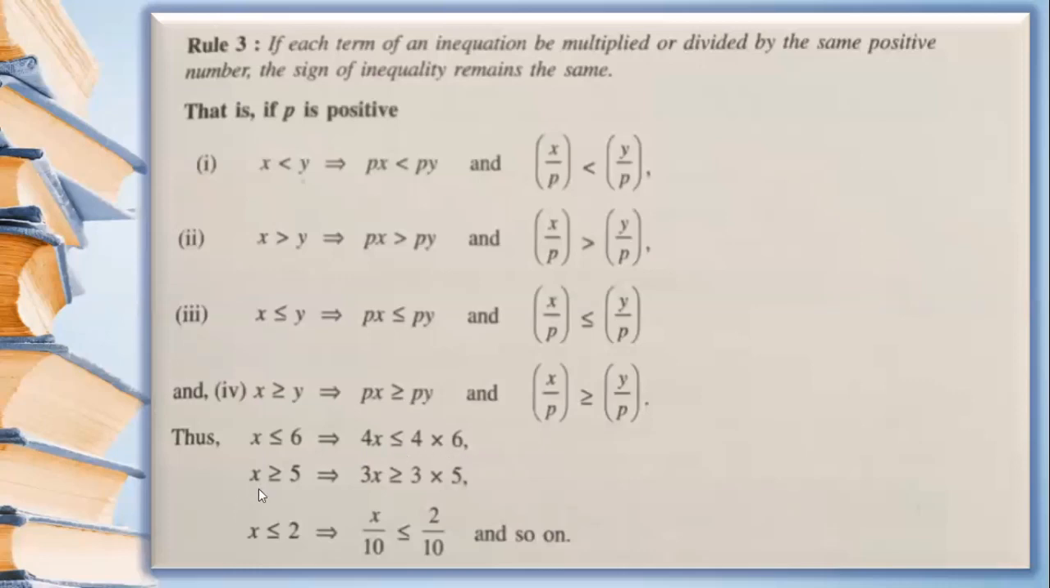In the same manner, x is greater than or equal to 5, then 3x is greater than or equal to 3 into 5. That means we have multiplied both sides by 3. So no effect will be there on the inequality sign. Earlier also it was greater than or equal to. Now also it is greater than or equal to. If we have x less than or equal to 2, on dividing both sides by a positive number 10, we will get x upon 10 less than or equal to 2 by 10.